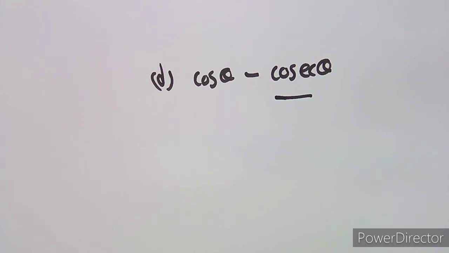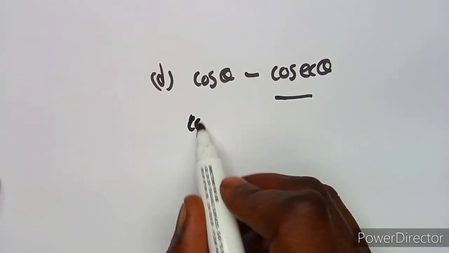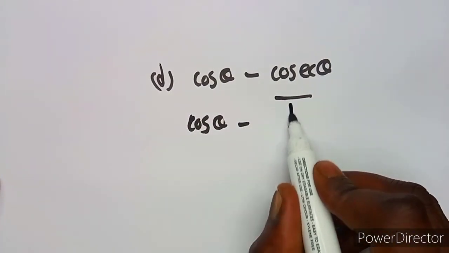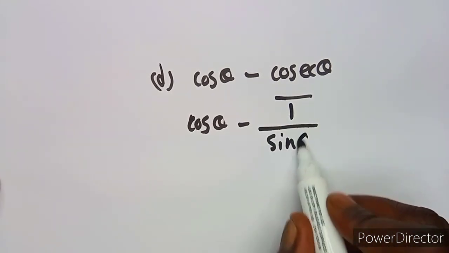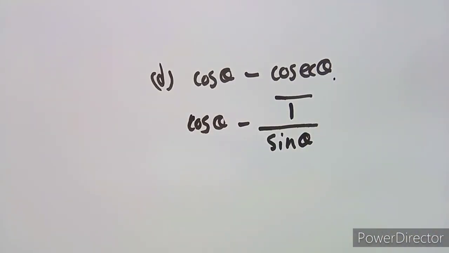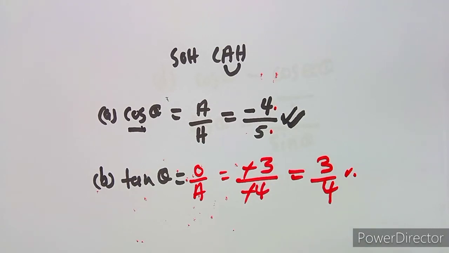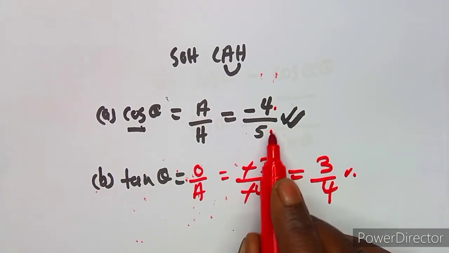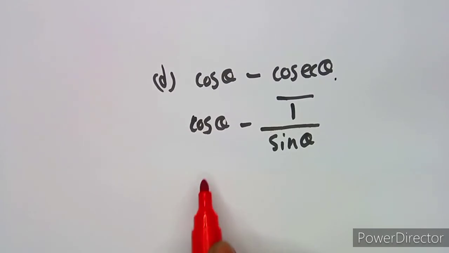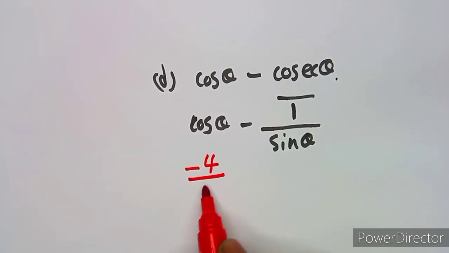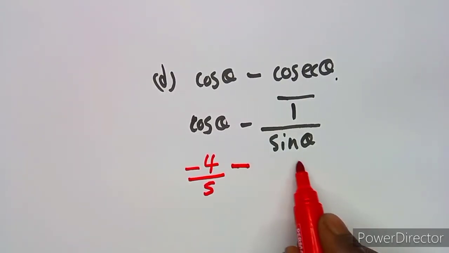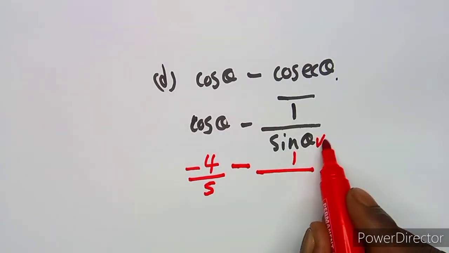Cosec, we know that it's 1 over sine. So this one is going to be cos theta minus 1 over sine theta. Now that means I can substitute these values. Just like what we did, we had the value of cos, which was minus 4 over 5. So substituting minus 4 over 5 in place of cos, we put minus 4 over 5 minus 1 over sine theta.